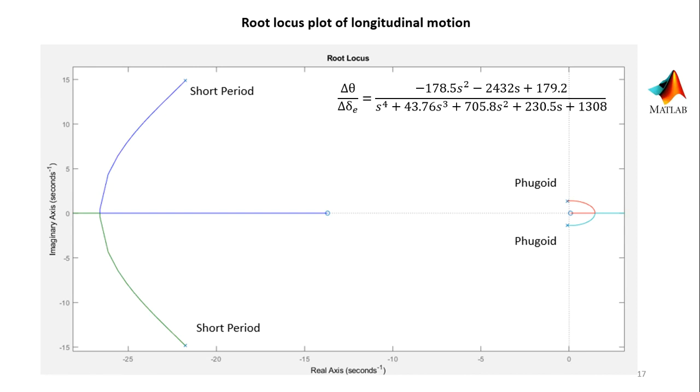The short period has higher frequency, and the distance from the origin to its root is the frequency, so it should be further away from the origin for the short period. So here's the root for the short period, while the other one with lower frequency is the phugoid motion.